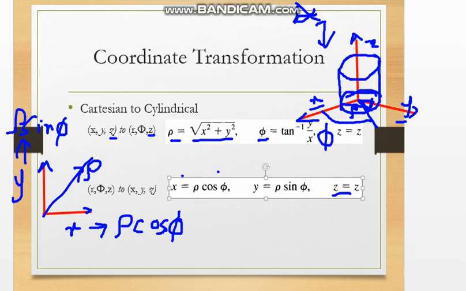That's all for the coordinate system transformation, Cartesian to cylindrical.